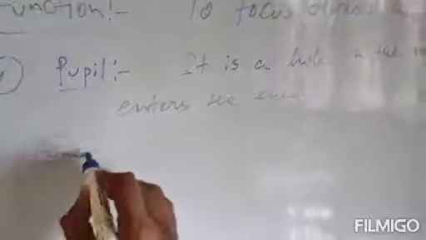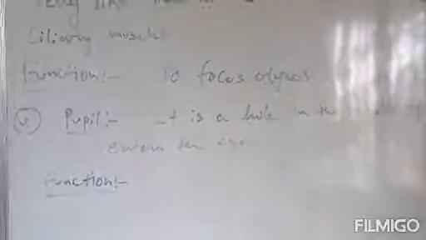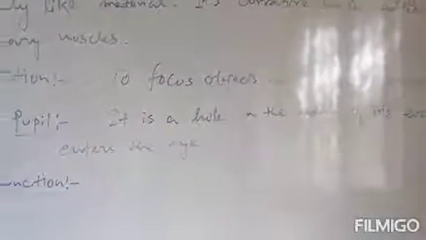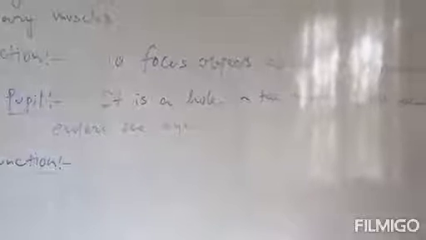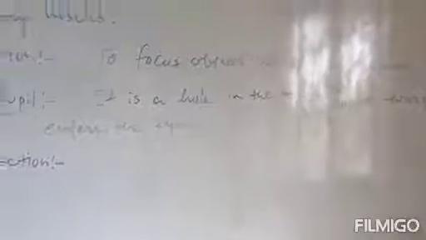What is the function of the pupil? The function of the pupil is that it opens and closes in order to regulate and control the amount of light. Because the pupil is a hole through which light enters our eye. That means how much light will enter our eye is controlled by this pupil.